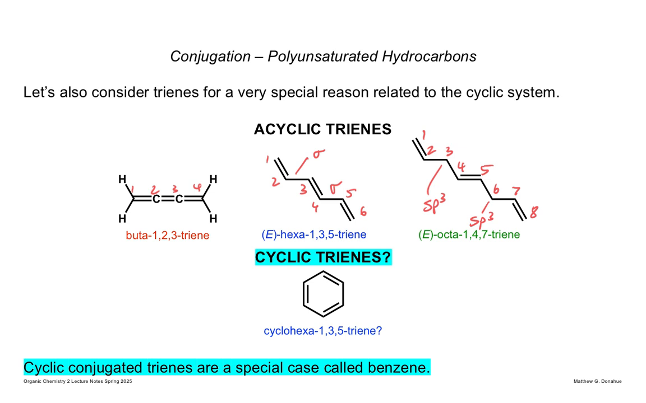So moving from acyclic to cyclic, I have this highlighted in blue. 1, 2, 3, 4, 5, 6. Cyclohexa-1,3,5-triene. Is that a triene? And as we'll see, the answer is no. This is a special molecule. It's called benzene.